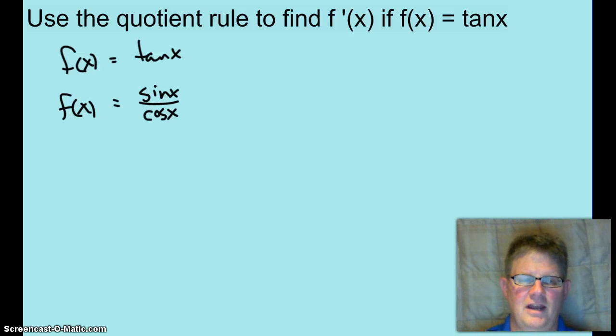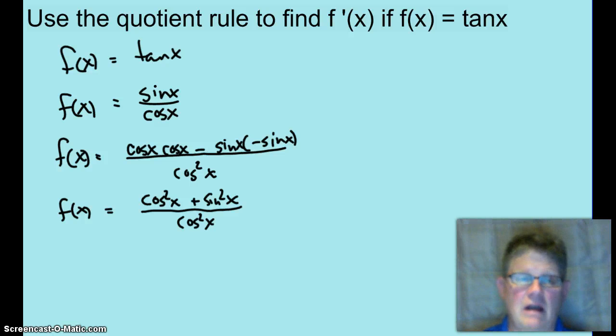Good, you got it right. f of x equals sine x over cosine x. Now what I'd like you to do is use the quotient rule to figure out what the derivative of tangent x is. Go ahead and do the first couple steps, see how far you can get, and then we'll compare notes. Go for it.